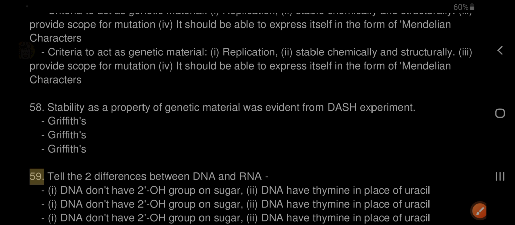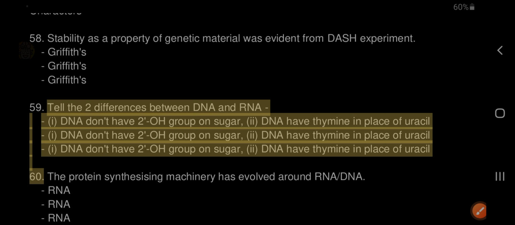59. Tell the two differences between DNA and RNA. I. DNA doesn't have a 2' OH group on sugar. II. DNA has thymine in place of uracil.